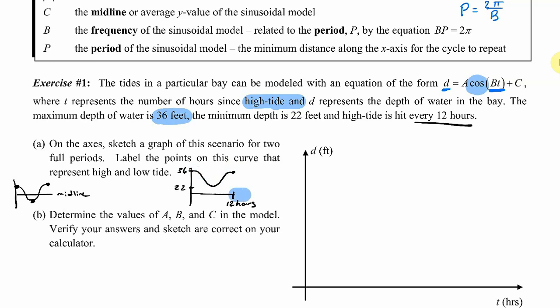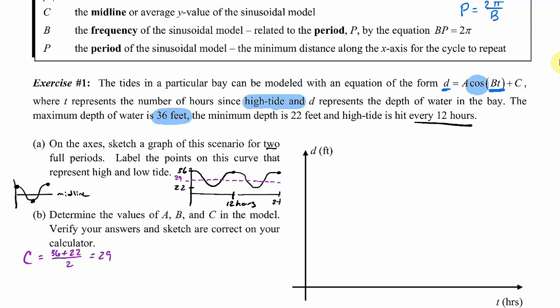Now, if we're going to go 2 complete cycles, as we've been asked to here, 2 full periods, we're going to go out to 24 hours, and we'll repeat this. All right. Now, let's find a couple of things. Let's figure out what the midline is. That's going to be the value of c. That's going to be the average of our y values. So the midline is going to be the average of high and low. Let's see, 36 and 22 is 58, divided by 2 is 29. So our midline is up at 29.